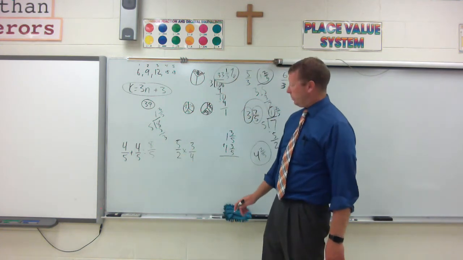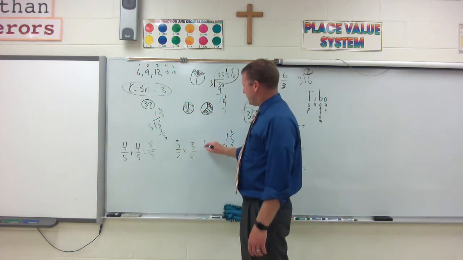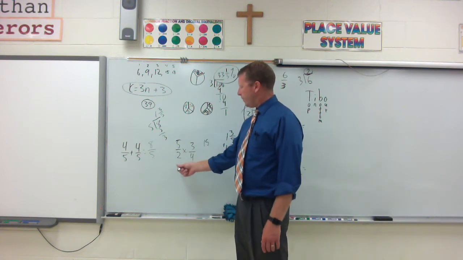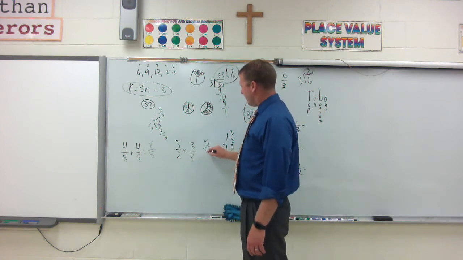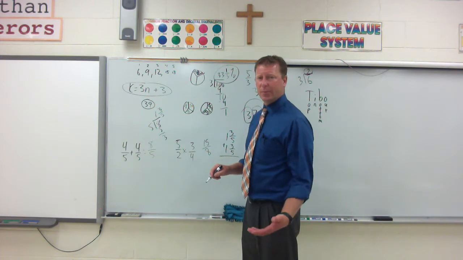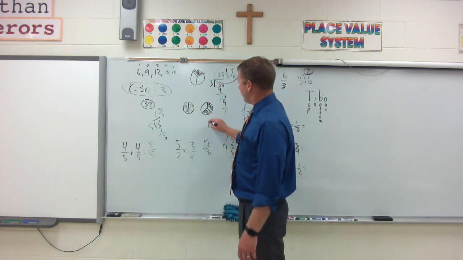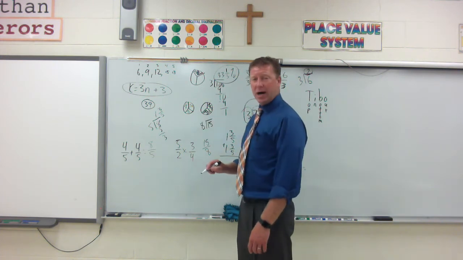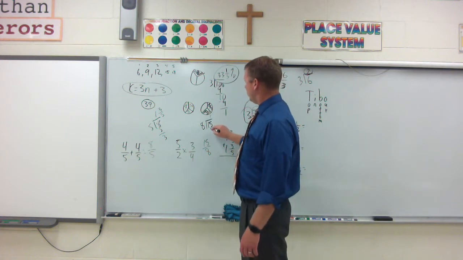B, let's multiply. 5 times 3 is 15. Multiply the bottom. 2 times 4 is 8. Switch to a mixed number by division. Top number in, bottom number out. 8 goes into 15 once. That's an 8. Subtract 7.